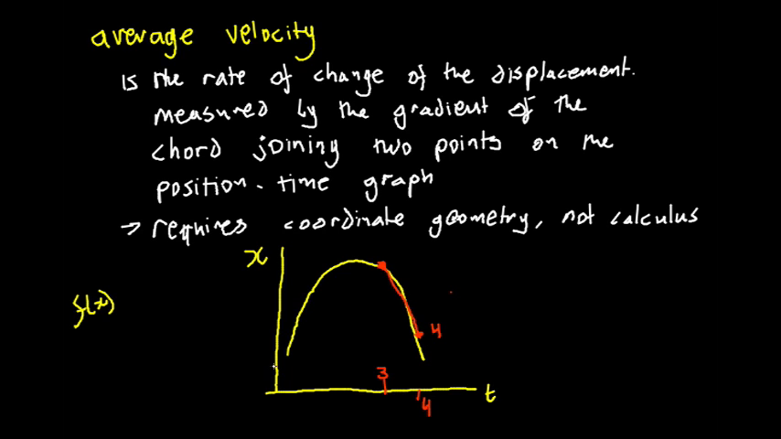To find those, we can just use our straight line formula for average velocity. The change in displacement is going to be our y2 take y1. In this case, it's x2 take x1, because that's our y values. Usually we have y against x, but here we've got x against t. So instead of x, we're going to have t2 take t1. So that's how we would find the average velocity.